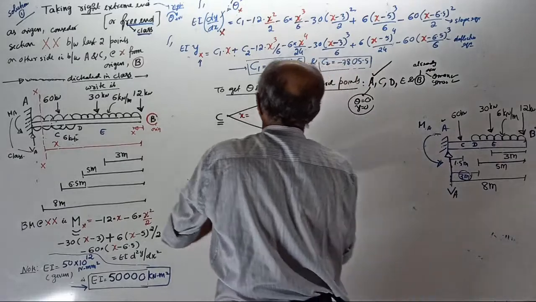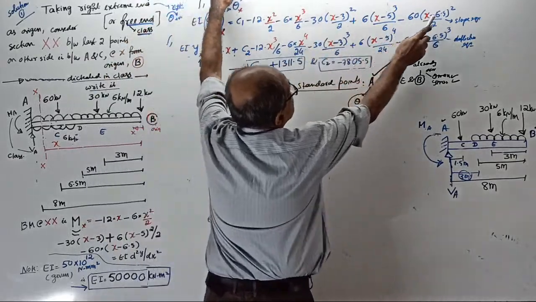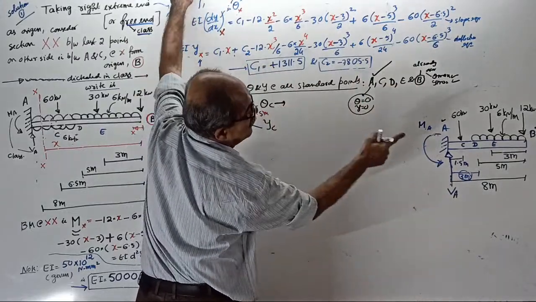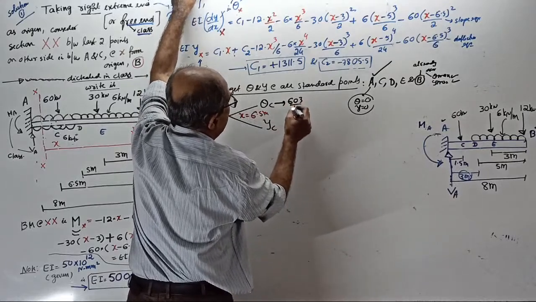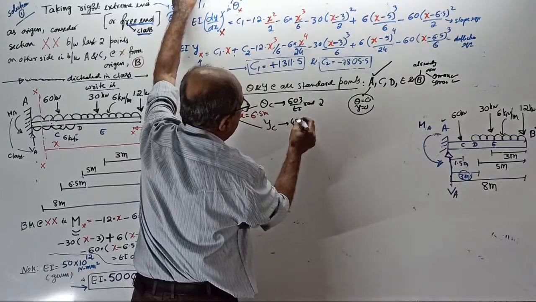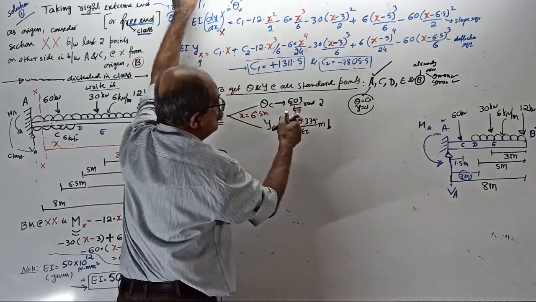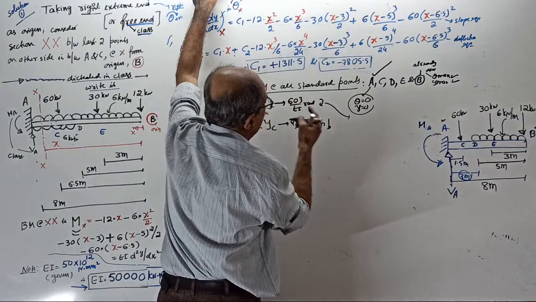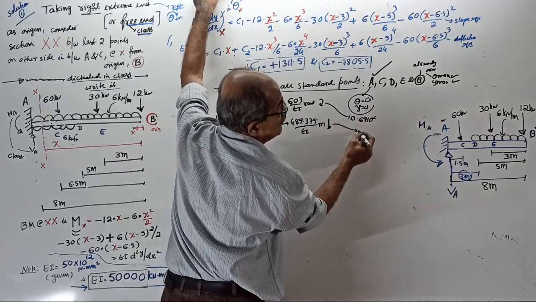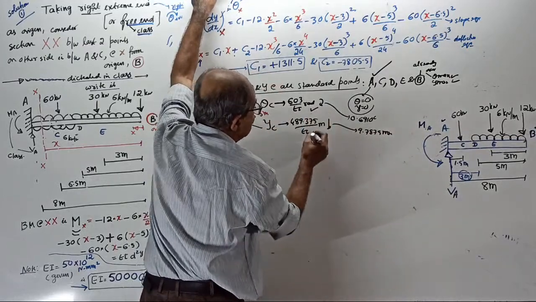6.5 meter. 6.5 meter you have to substitute. See, when you substitute 6.5 meter, this term will be 0. Other terms are there. I will tell you the answer. Your theta C will come 603 by EI radian clockwise. Deflection at C will come 489.2375 by EI meter down. You first get this answer. After the class is over, substitute EI and get 0.6910 degrees, and this you get 9.7875 millimeter. Not now. After the class, you get these two values.